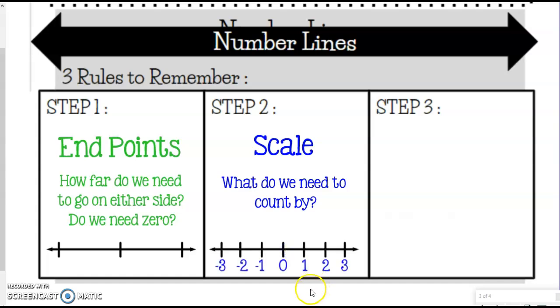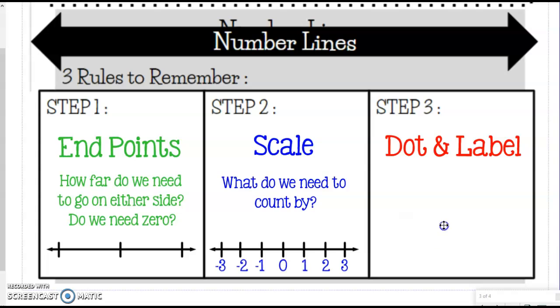So here's an example of our tick marks, and we're just counting by 1s, but there might be times where we want to count by something else, and we'll try an example like that in a moment. And then this third step, so important, you must have a dot and label. Here's what I mean by that.